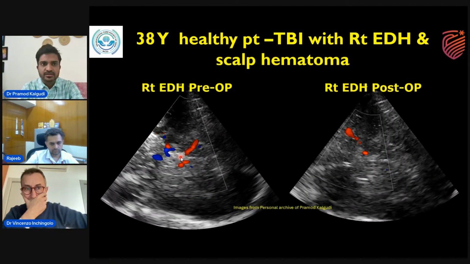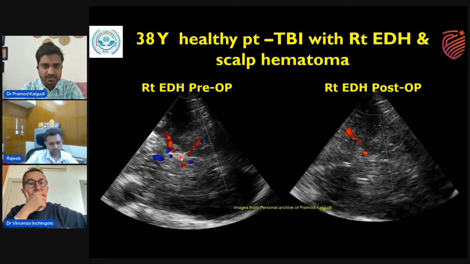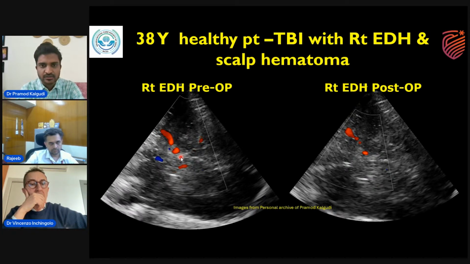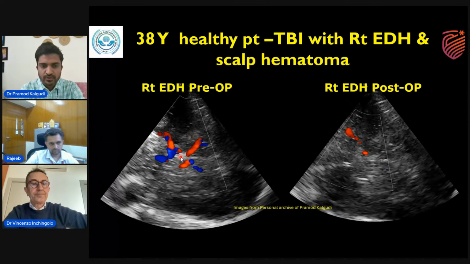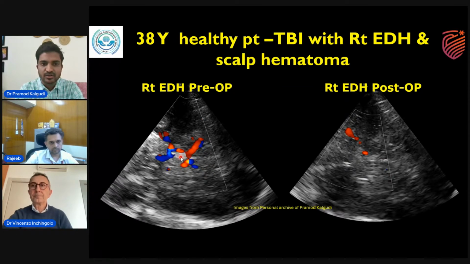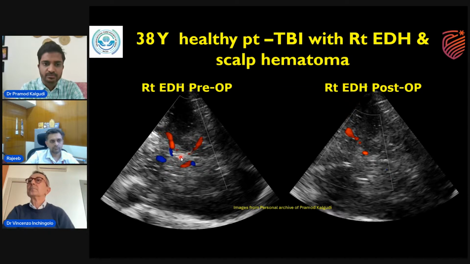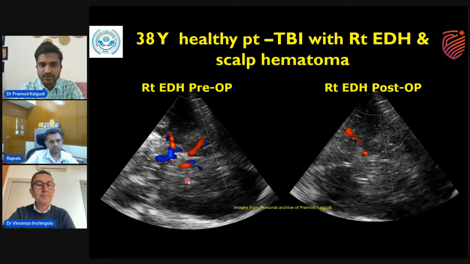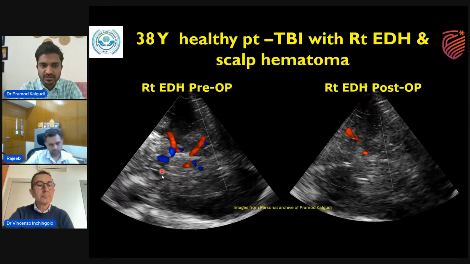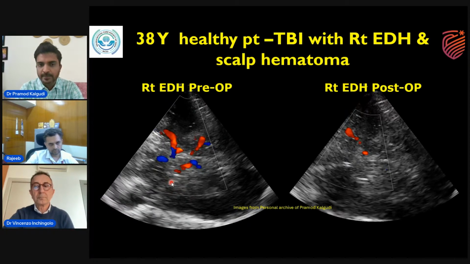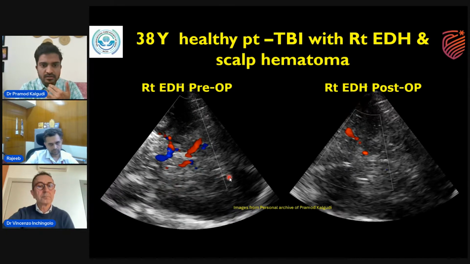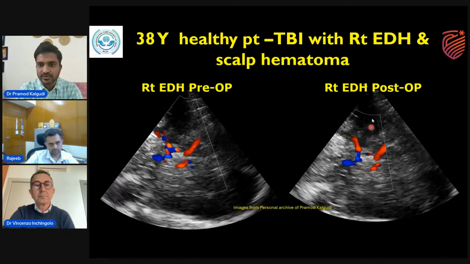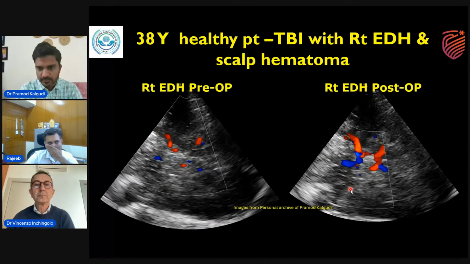This is a second case. A 38-year-old healthy patient comes in with a TBI. On the right side, he had an EDH with a scalp hematoma. So we could not do a TCCD from the right side. Instead, we did it from the left. And when we scanned prior to the surgery, I could not visualize much of the MCA on the opposite side. And the same was seen in the same patient after he underwent EDH evacuation.